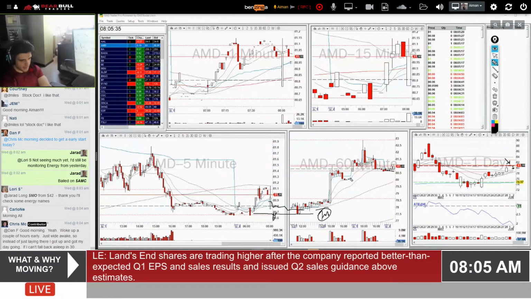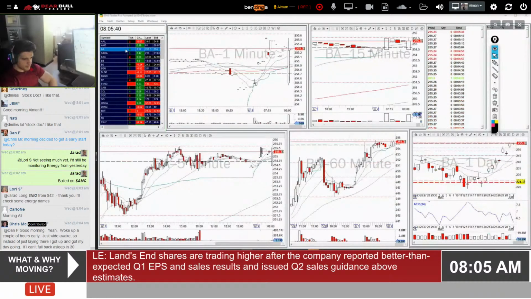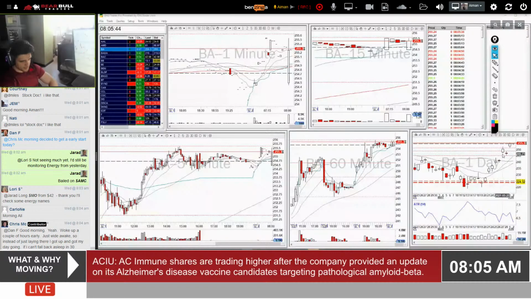I'll take it and I'll play the gap fill on MD. So this one I'm definitely keeping. BA is not really clean to trade. It just gaps up, gaps down a lot. It's far from the 9 EMA on the family chart. The pattern overall looks decent to the long side.